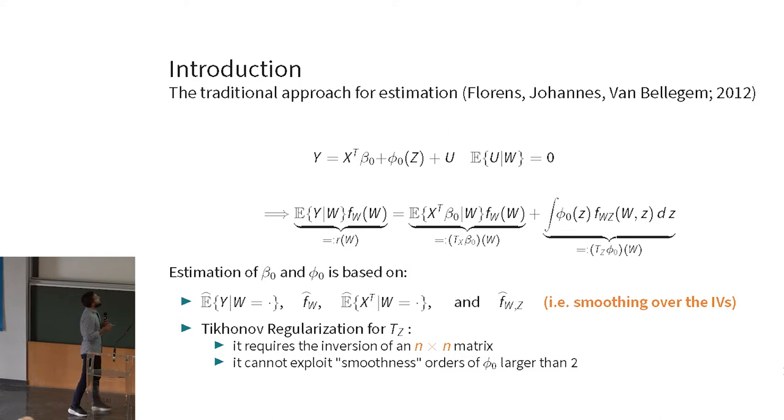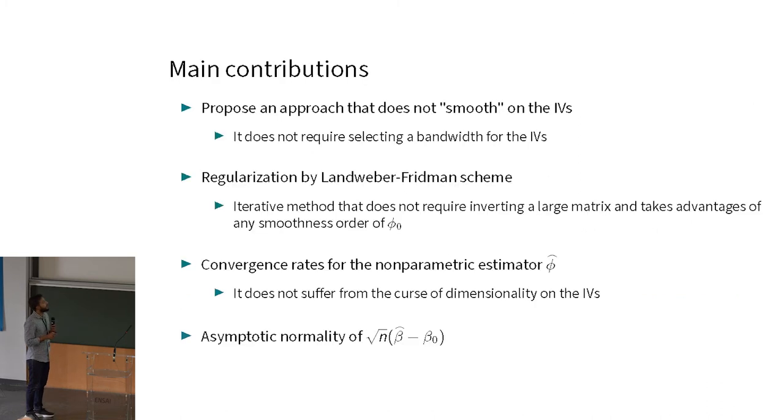Okay? So here come our contributions. First of all, the first contribution in this paper is that we propose an approach that does not require smoothing on the instrumental variables. And the main advantage of it is that we don't need to select a bandwidth for the instruments. So we need to select fewer smoothing parameters.